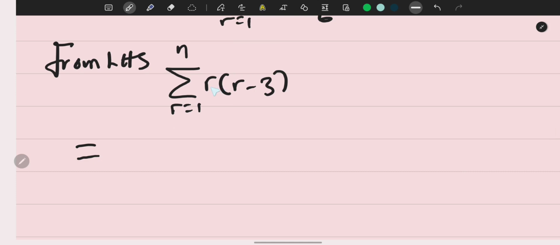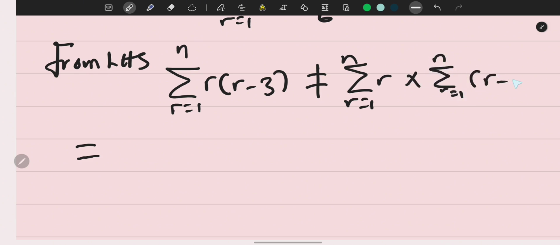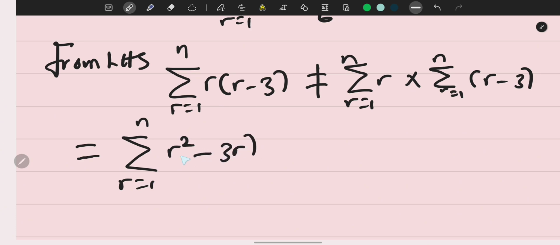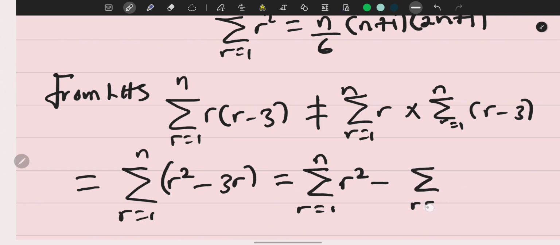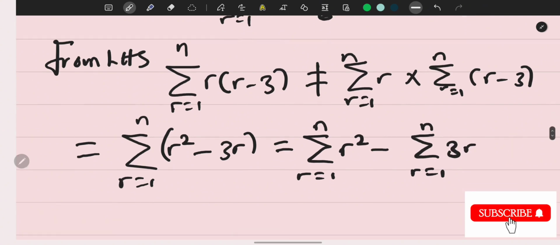So by implication, we cannot separate this into the summation of r times the summation of (r minus 3). So what are we going to do to get the solution? The next thing is just to expand the bracket. When you expand this bracket, r times r gives us r squared, and r times minus 3 is minus 3r. We have the rule for sum and difference, so we can rewrite this as the summation from r equals 1 to n of r squared minus the summation from r equals 1 to n of 3r. We can proceed from here.